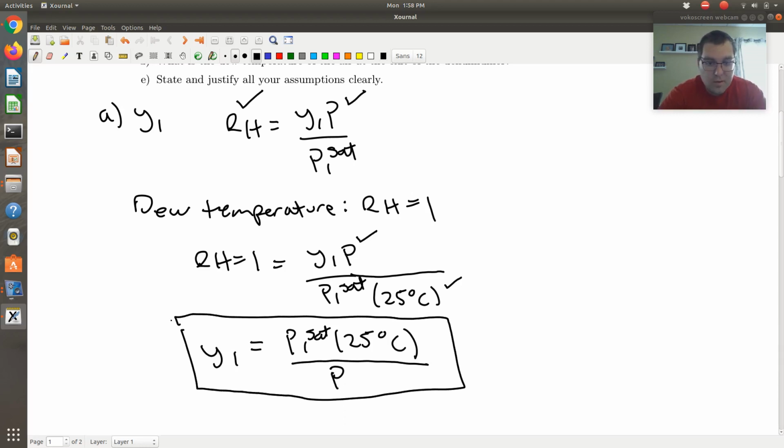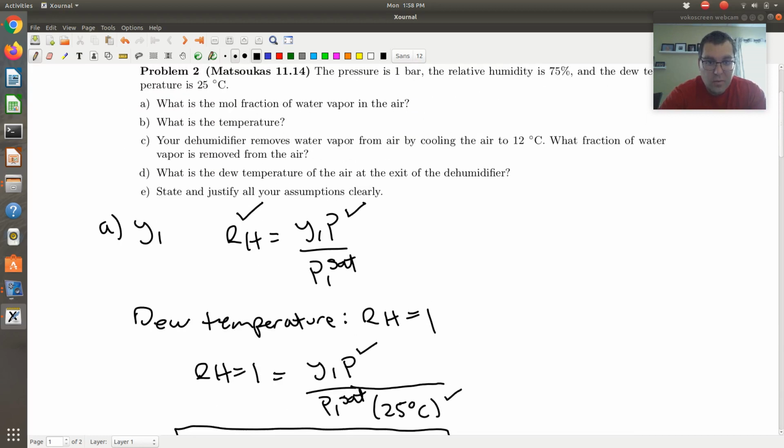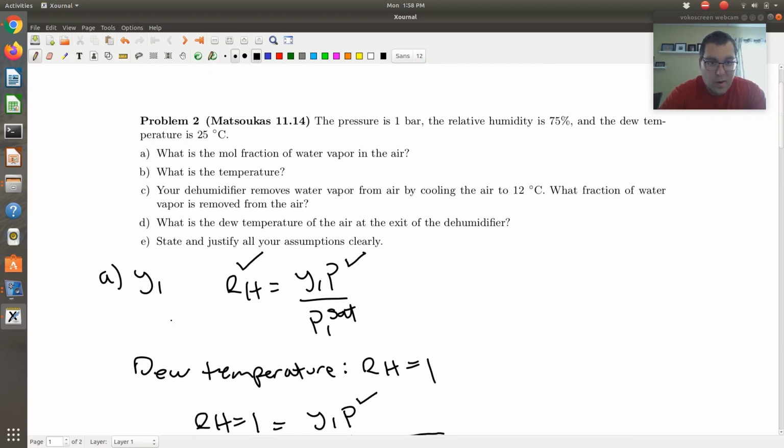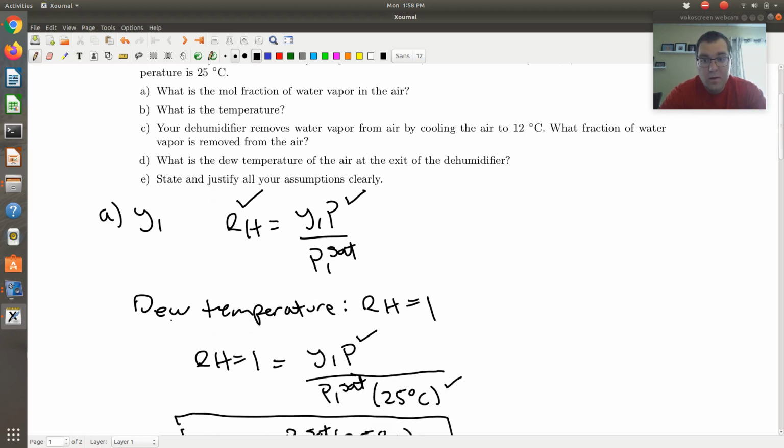Bam. So basically, we have a system at 1 bar with a relative humidity of 75%, and we're given the dew temperature. What that means is that if I were to take my system and cool it down to 25 degrees C, that's where water would begin to condense out of my vapor stream, where I'd have a relative humidity of 1. Cool.